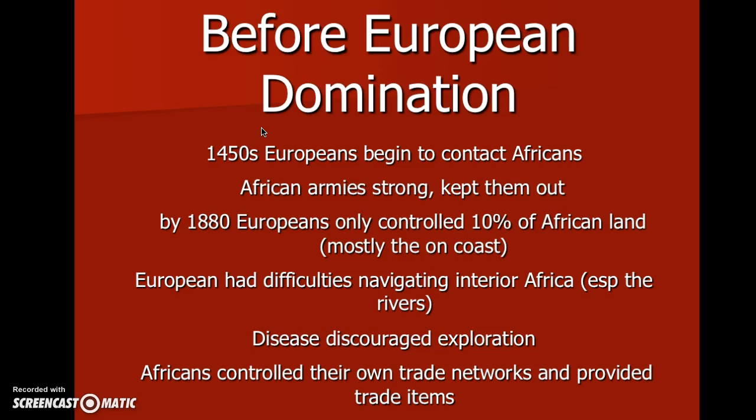One of the reasons Europeans had difficulty navigating the interior of Africa, there were no maps. The jungle, the rivers, the deserts were very hard to navigate. Disease such as yellow fever, the one from mosquitoes, drawing a blank, we'll skip that one. Africans controlled their own trade networks and provided trade items as well. So they cooperated with Europeans, so there was no catalyst for imperialism or colonial domination up until this point.